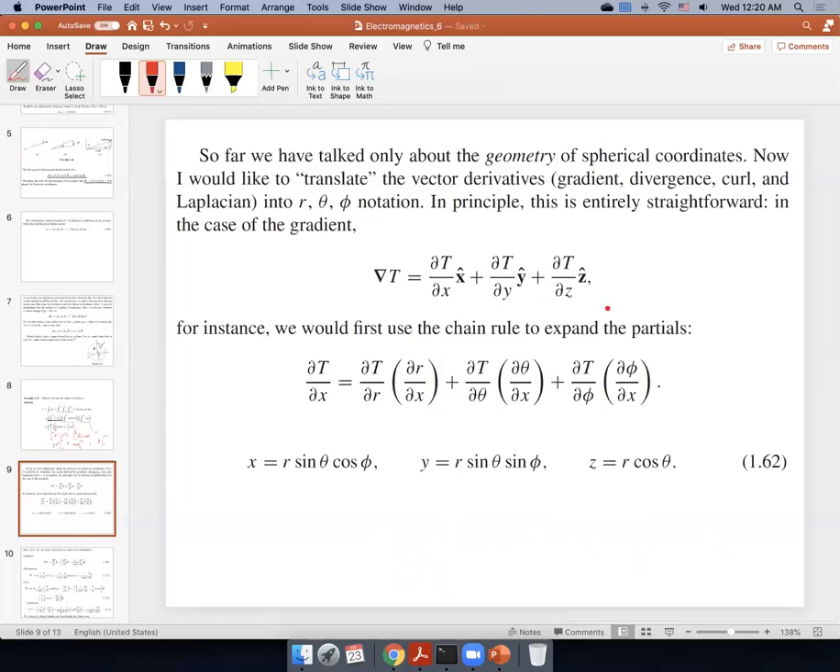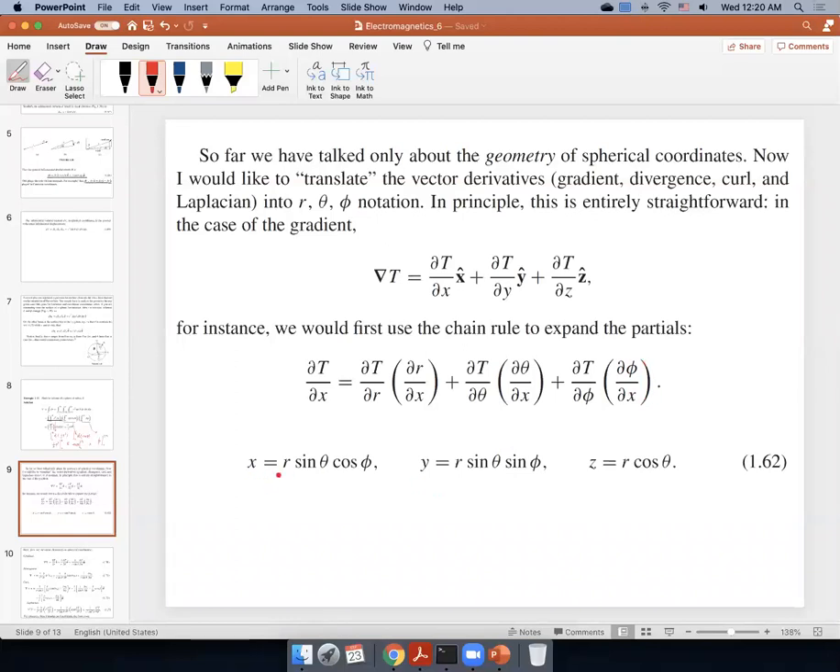If we want to express del T in spherical coordinates, what we can do is use the chain rule to expand the partials. So partial T partial x equals partial T partial r times partial r partial x, plus partial T partial theta times partial theta partial x, plus partial T partial phi times partial phi partial x.